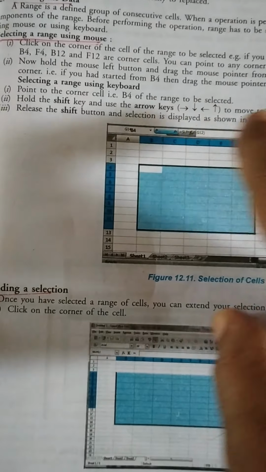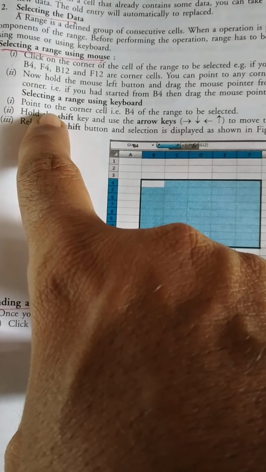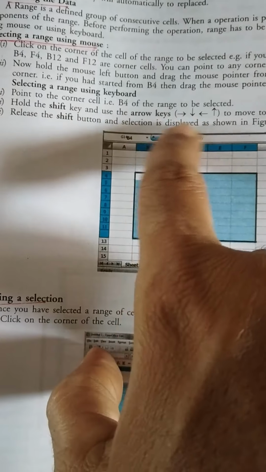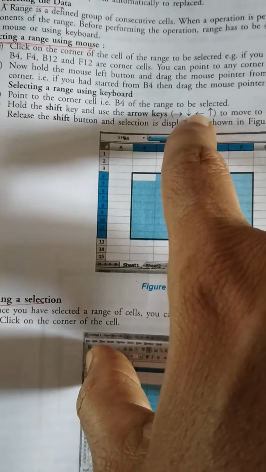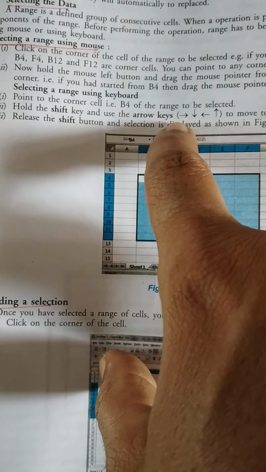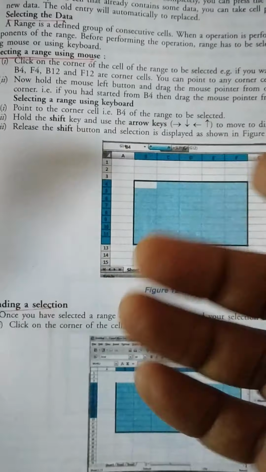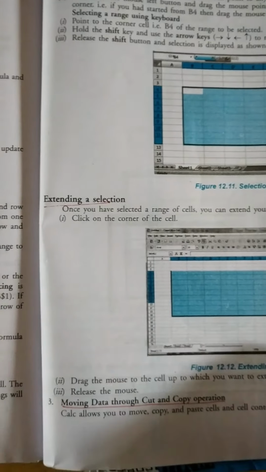ठीक है? और next is selecting the range using keyboard. तो keyboard में क्या करना है, जैसे मैंने बताया, select B4, use arrow key, press shift and use arrow key. जिधर जिधर select करना, there are 4 arrow keys: down arrow, up arrow, right arrow, left arrow. जिधर select करना है उधर दबाते चले जाओ and finally it is selected. Extension I have told you.